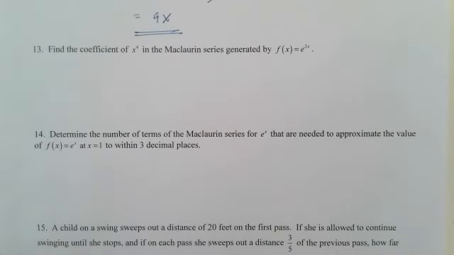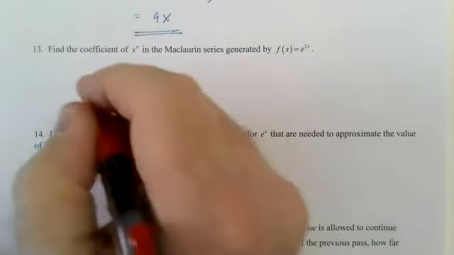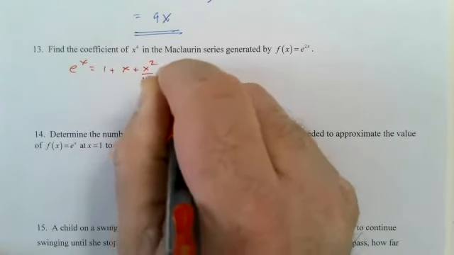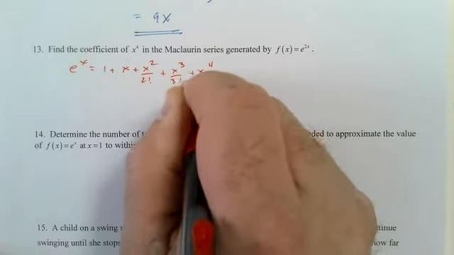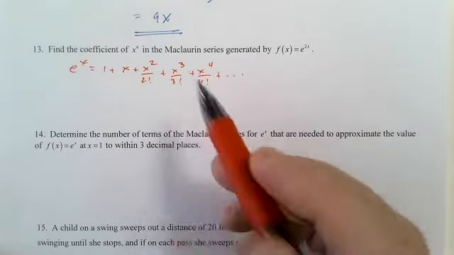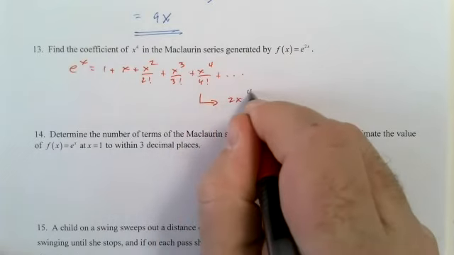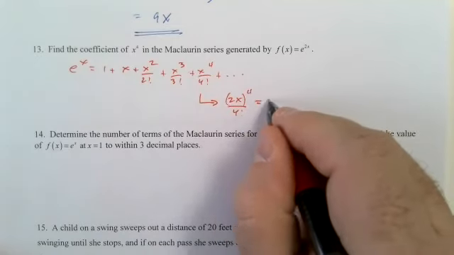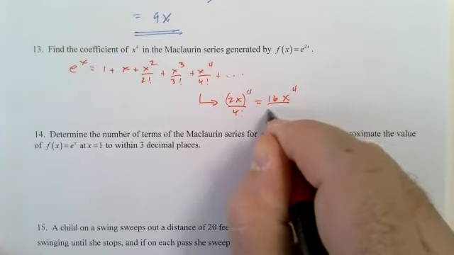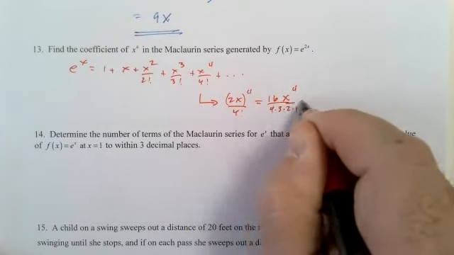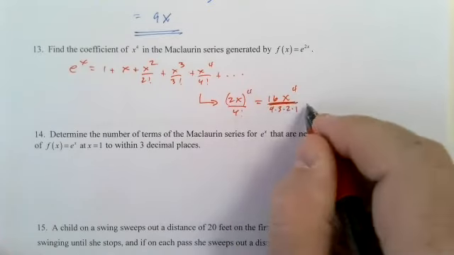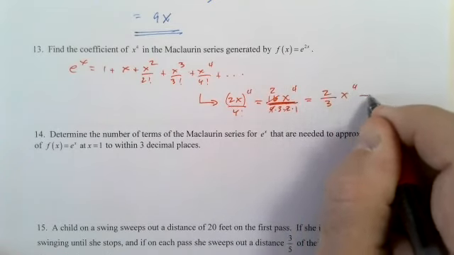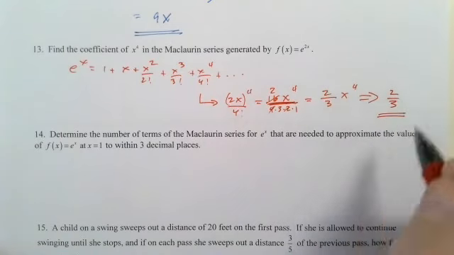Find the coefficient of x to the 4th in the Maclaurin series generated by this. Well, I know it's just e to the x. Now I'm plugging in 2x for x. So (2x) to the 4th over 4 factorial. 2 to the 4th is 16, x to the 4th over 4 times 3 times 2 times 1, which gives me 2/3 x to the 4th. The answer is 2/3 because they just want the coefficient.